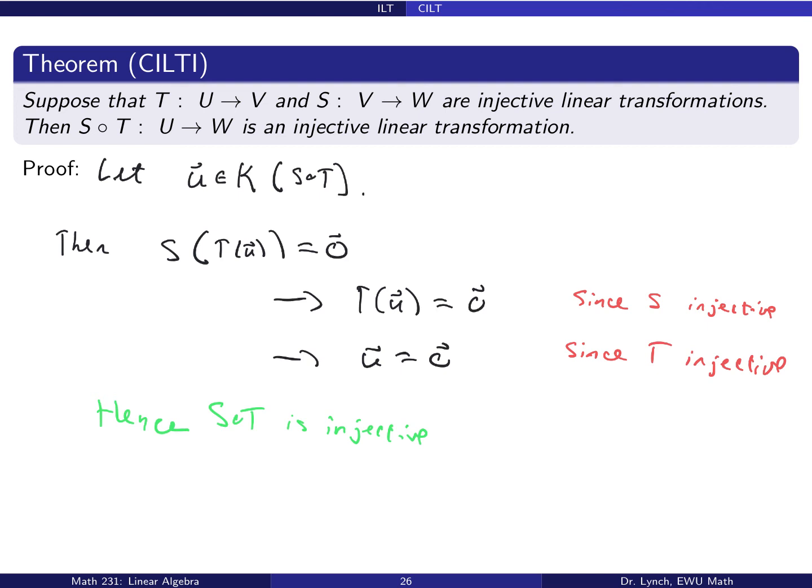Okay, folks, a lot of good stuff here. A couple take-home messages. Identifying injective requires us to solve a homogeneous linear system. Therefore, injective if and only if the kernel is trivial.